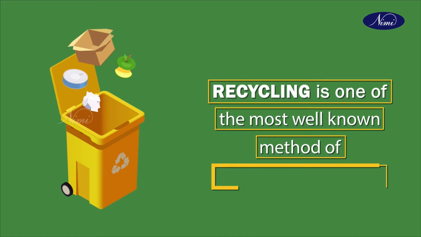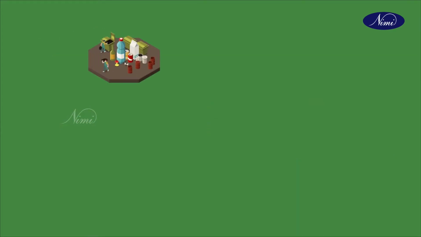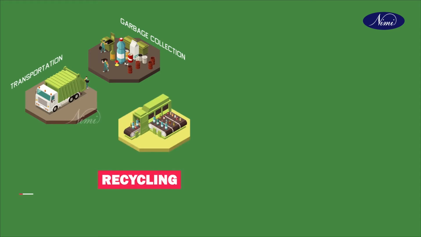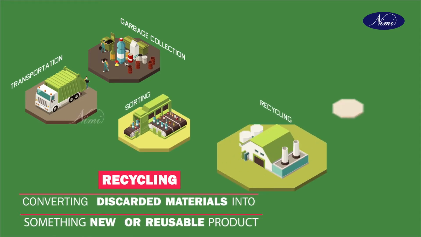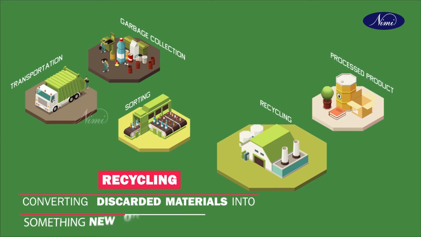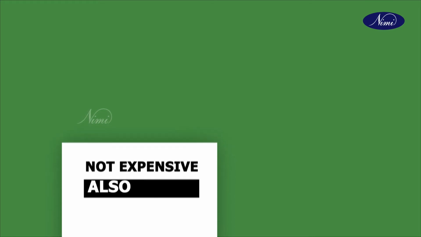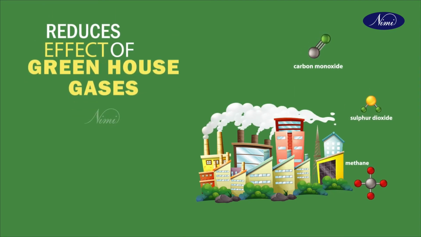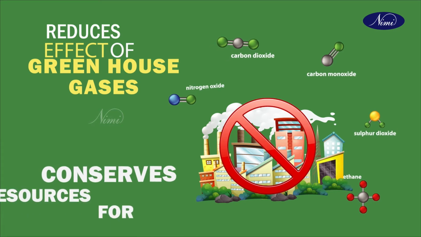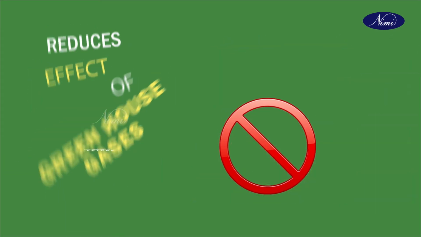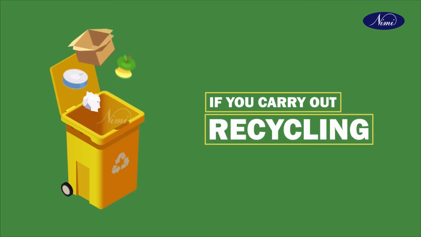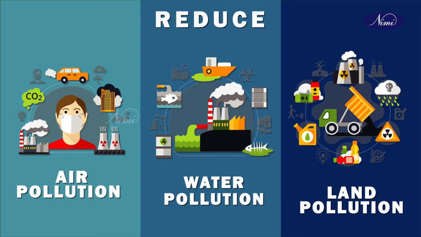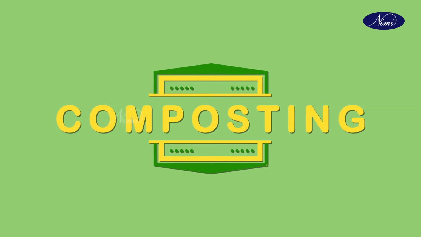First, recycling. Recycling is one of the most well-known methods of managing waste. The process of reusing the discarded materials and converting them into something new or into a reusable product is known as recycling. It is not expensive and can be easily done by everyone. Recycling reduces the harmful effect of the greenhouse gases and helps in conservation of resources for the future. If you carry out recycling, you will save a lot of energy and resources and thereby reduce air, water and land pollution.